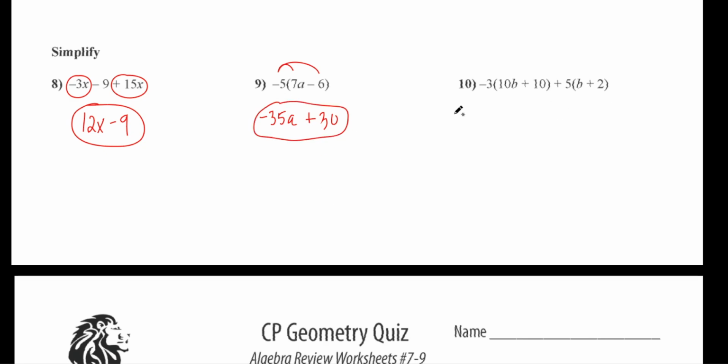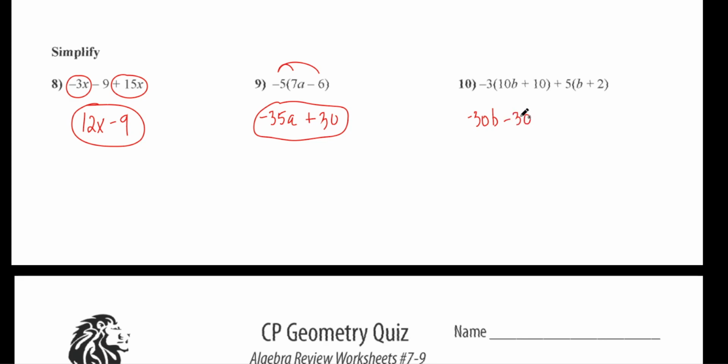Let's do this one. Now, it's a combination of these two. So I'm going to distribute the negative 3. I'm going to distribute the 5. Then I'm going to look for any like terms, and we're going to add all the like terms. So let's do it. Let's distribute the negative 3 times this. What do we get here? Negative 30b. And then negative 3 times positive 10, which is negative 30.